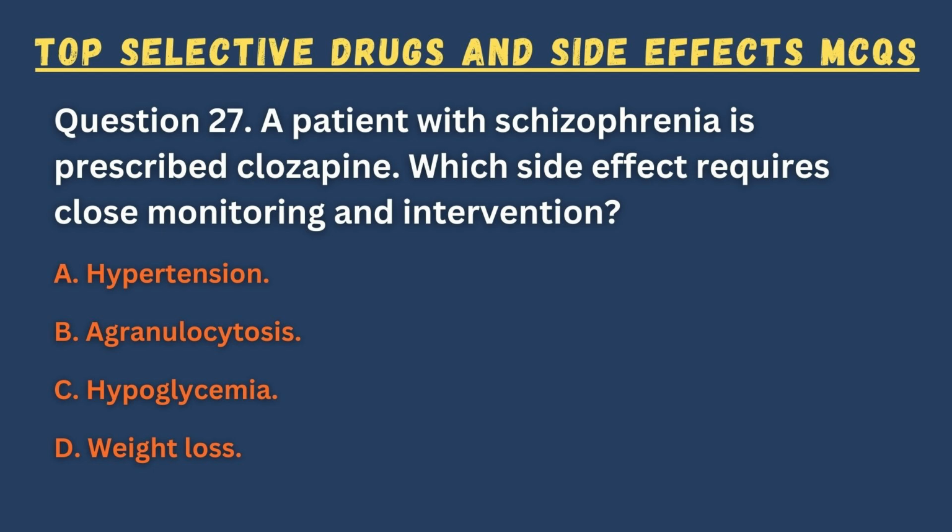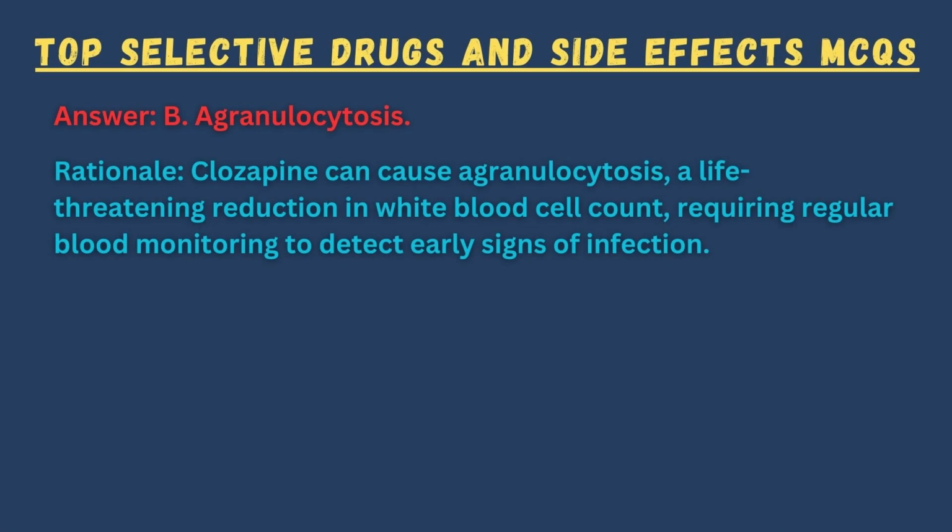Question 27. A patient with schizophrenia is prescribed clozapine. Which side effect requires close monitoring and intervention? A. Hypertension. B. Agranulocytosis. C. Hypoglycemia. D. Weight loss. Answer: B.